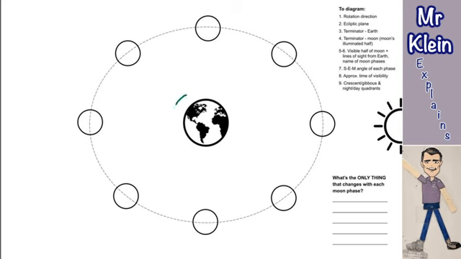So I've got a little green arrow here, and I'm just going to label that rotation, and I'll do a little arrow here, rotation. So the moon and the Earth are both rotating counterclockwise. Next thing we're going to label, we can cross that off, is the ecliptic plane.